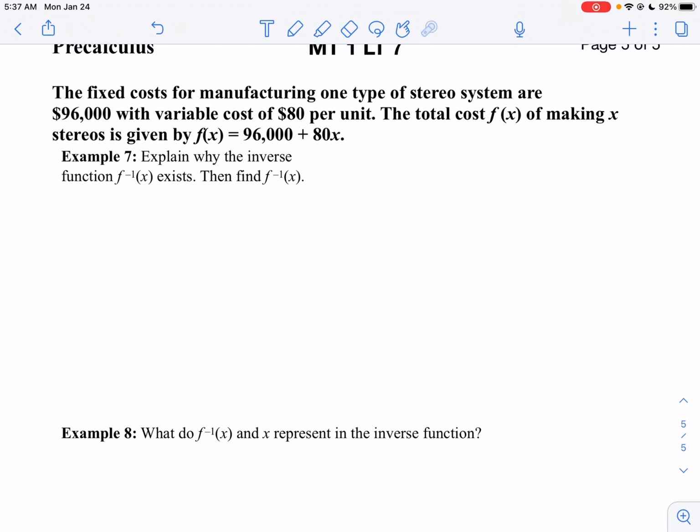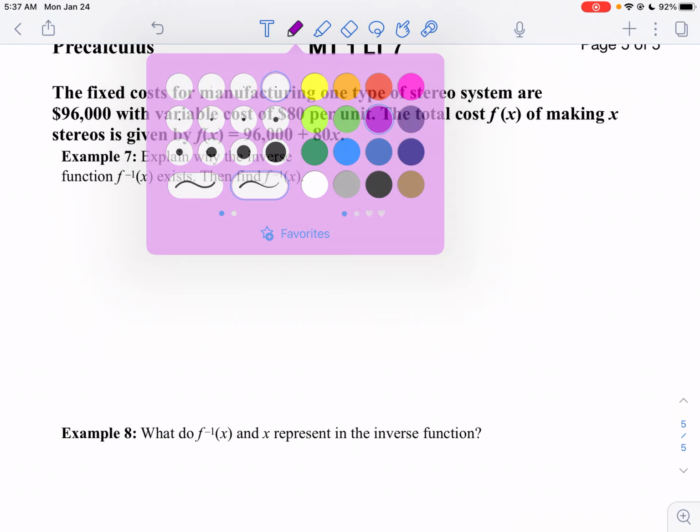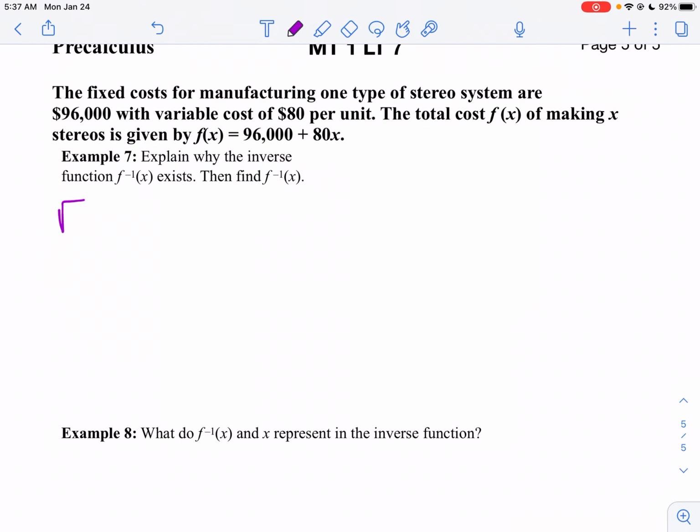Well, if I take a look here, my function is linear, isn't it? And so I know, since it's linear, it passes the horizontal line test, so I know every linear function has an inverse.